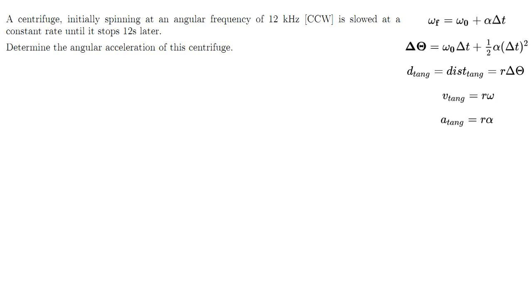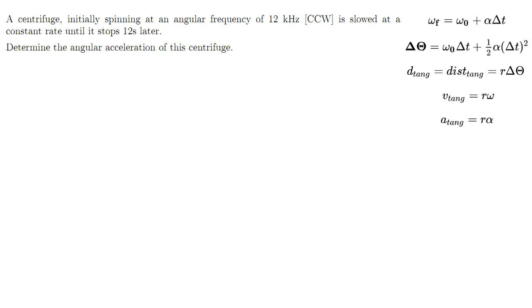So we have a centrifuge, which if you've never seen it, is something used to separate out different materials by spinning really fast. But it initially spins at an angular frequency or an angular speed of 12 kilohertz, and it's slowed down at a constant rate until it stops 12 seconds later. And with that, you're asked to find the angular acceleration of the centrifuge.